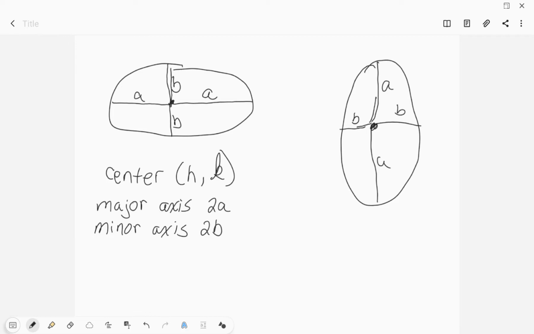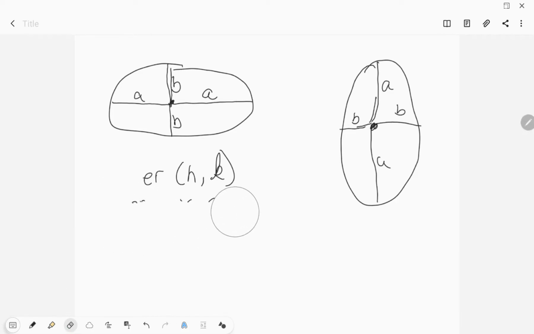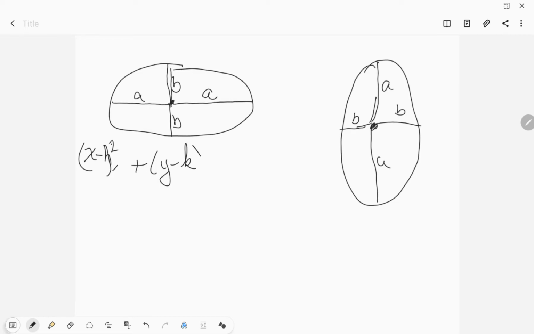Depending on the way that it goes, whether horizontally or vertically, the standard form equation is different. If it's going horizontally, like up here, it's going to be x minus h squared over a squared, plus y minus k squared over b squared. Because the A is going across, just like the X, it's over A squared. Because the B's are going vertically, just like your Y axis, it's over B squared. And it always equals 1. Always.